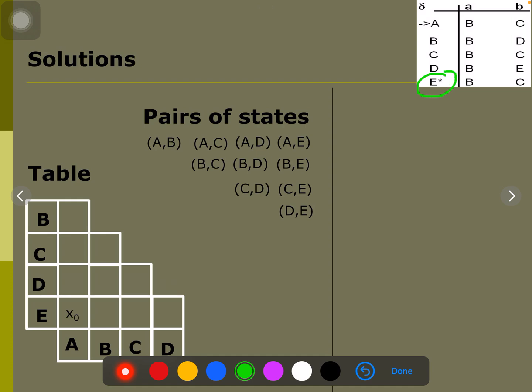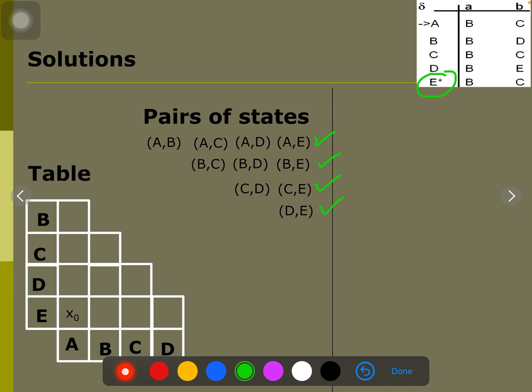So what are the states paired with E? They are A comma E, B comma E, C comma E and D comma E. You can directly mark them in the table. Yes, so AE is marked by X0.